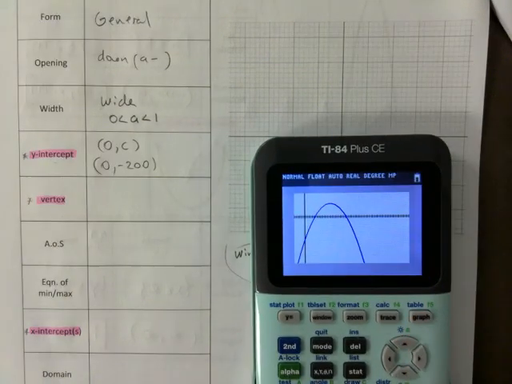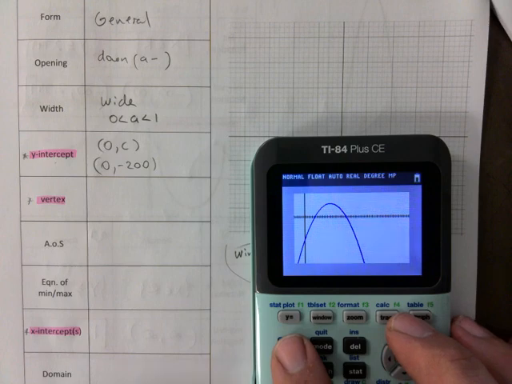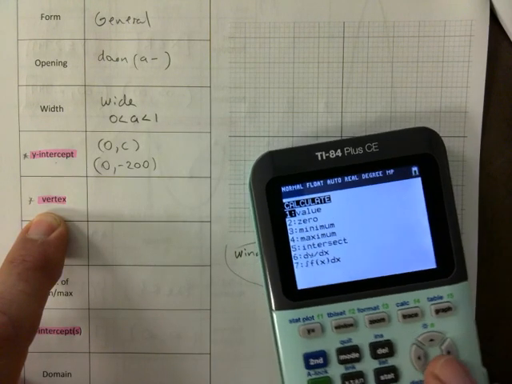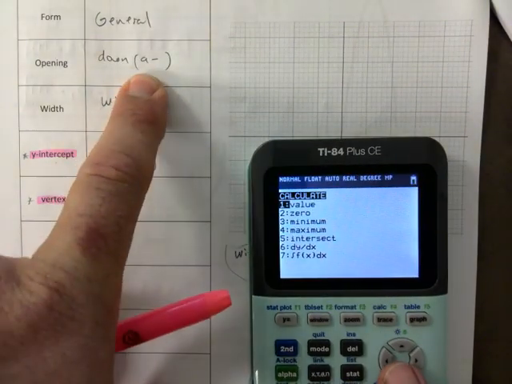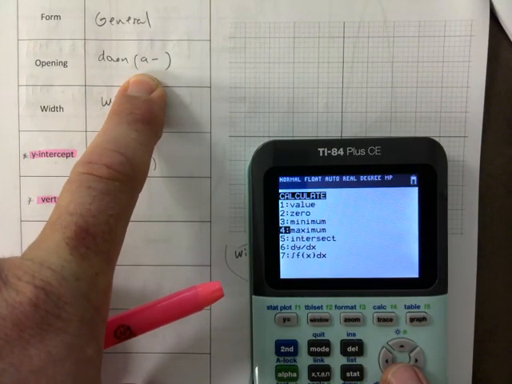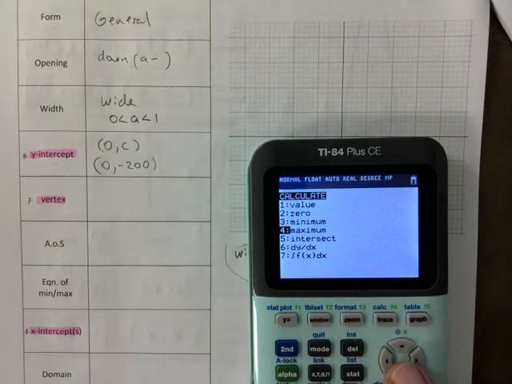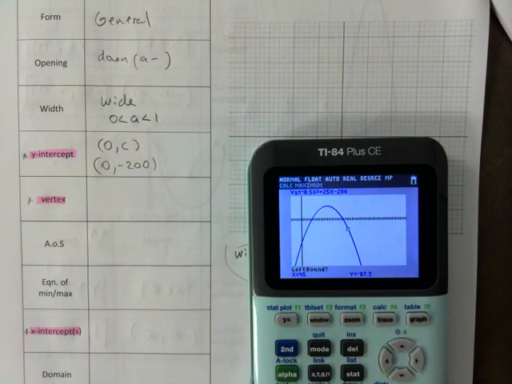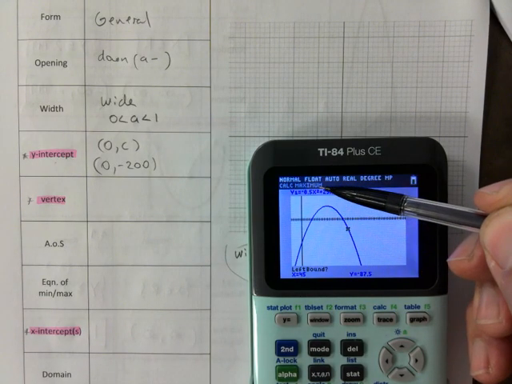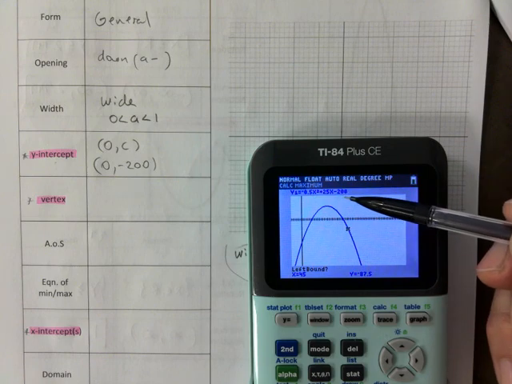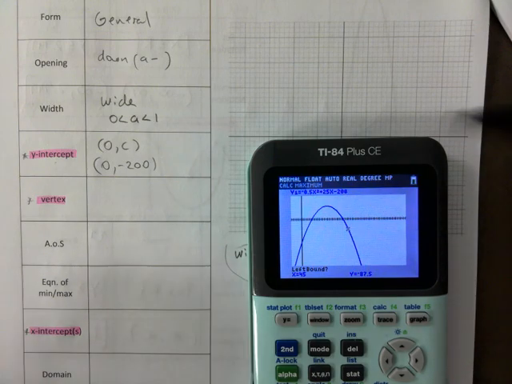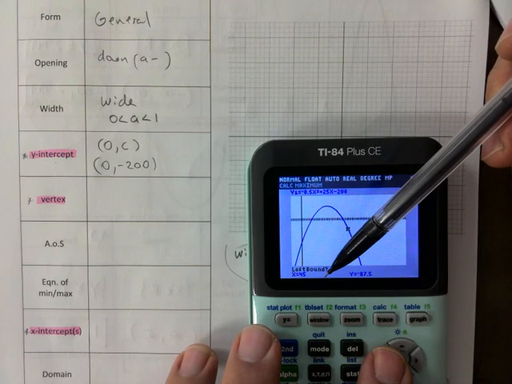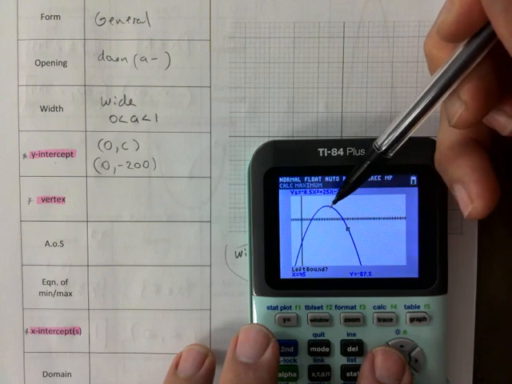So let's find the vertex here. Second trace. Is this a min or a max? It's pointing down, right? So there's actually a max in this case. It's the highest point. So I hit enter there. And at the top it says calculate maximum. This is your equation. So it's that one we want. And so watch what it's asking for. Look at the question. Give me a left boundary of the vertex. So we know the vertex is here, correct?